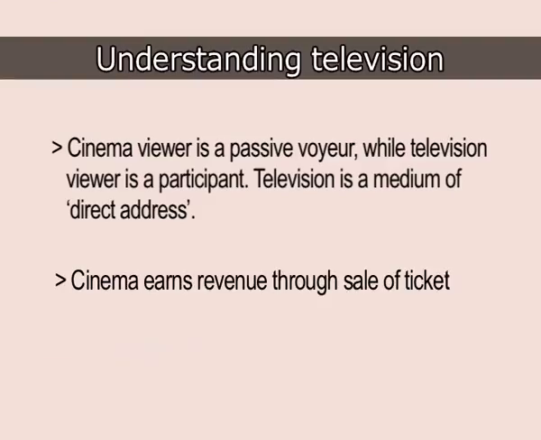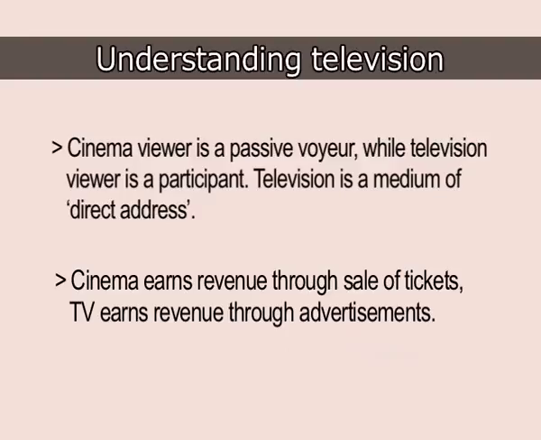Then in terms of how cinema earns its revenue and how television earns its revenue, there is also a big difference. Cinema earns its revenue through sale of tickets, and then, of course, selling satellite rights and music rights, etc. Whereas television channels earn their revenue through advertisement. That means there is an attempt to make the program very popular so that the ratings are high, and the higher the ratings, the more the chances of getting advertisements. If the ratings go higher, the advertisement rates are also raised, and that's how the television channels make money.